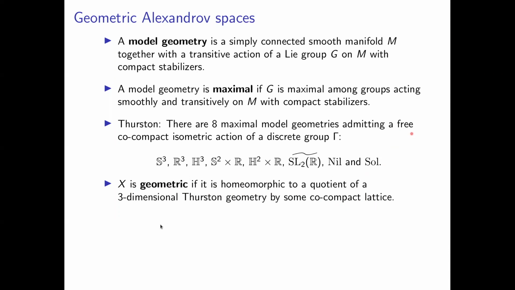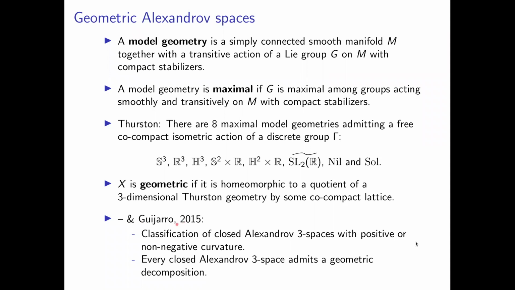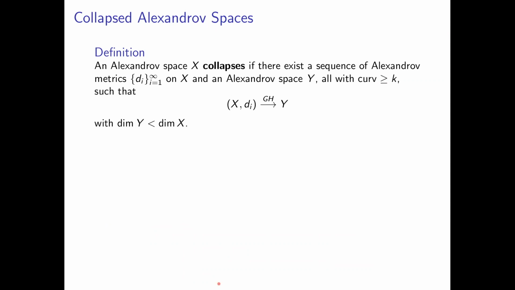This is sort of the start of the story, this paper with Guijarro, where we classified spaces with positive or non-negative curvature. One can also show that every Alexandrov space has a geometric decomposition, as is the case for topological manifolds. But the theorem I want to present to you today, or the goal where we're going, is about collapse. We want to understand if we can say anything about the topology of collapsed 3-dimensional spaces. So this is a more formal definition of collapse.